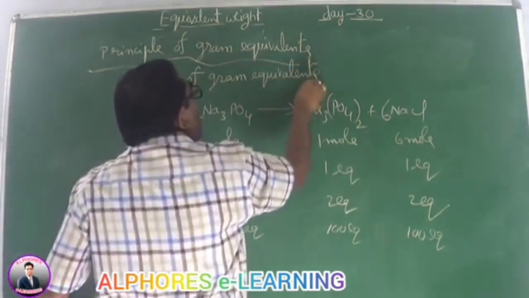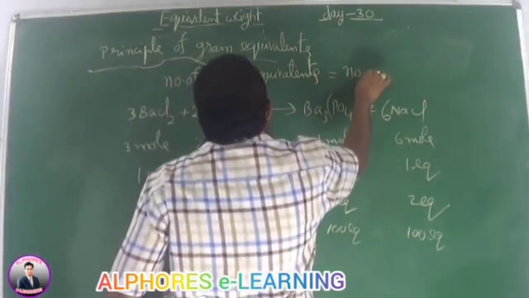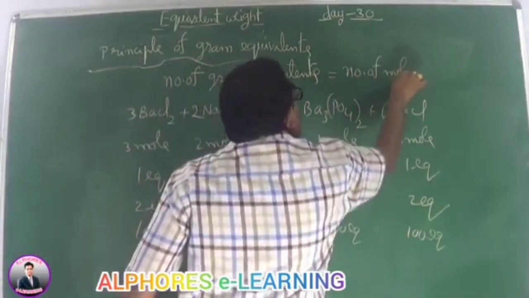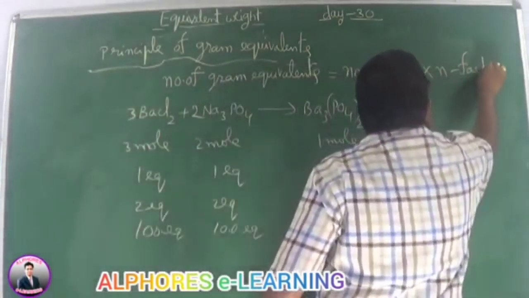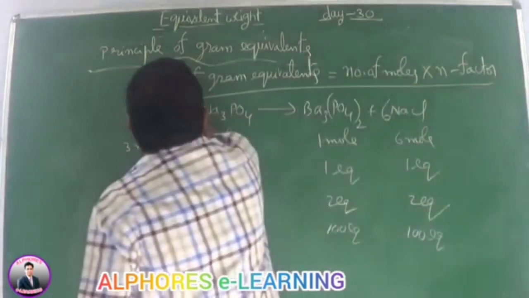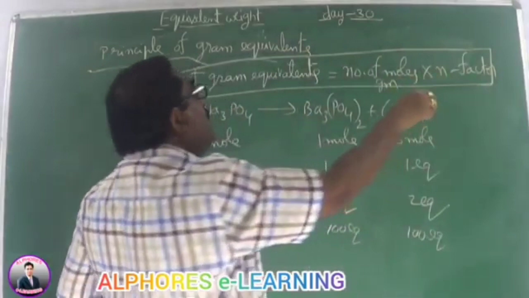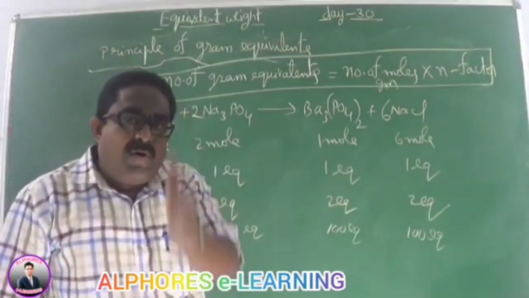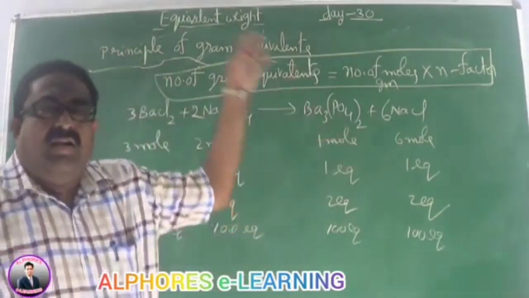Number of gram equivalents is equal to number of moles into n factor. Number of moles are gram moles. Instead of moles, you can also write gram moles. Gram moles are moles. Simply you can write gram equivalents are equivalents.